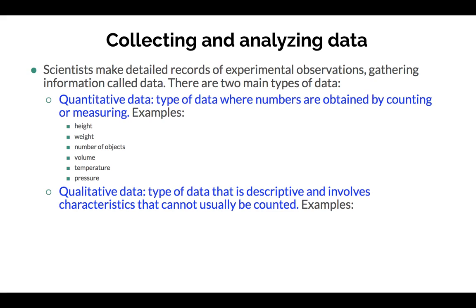Qualitative data is the type of data that is descriptive and involves characteristics that usually cannot be counted. Some examples: texture, taste, smell, color changes. Now in an experiment, we will almost never ask you to taste or smell something, but it is important to note that to add to your qualitative data.